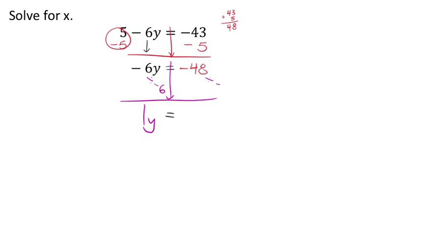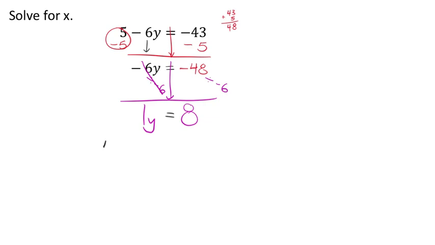But if you do it on one side, you must do it to the other side as well. -6 divided by -6 is 1. On the right side, I've got a negative divided by a negative, which is a positive. 2 negatives make a positive. 48 divided by 6 is 8. Boom. Now that should work.